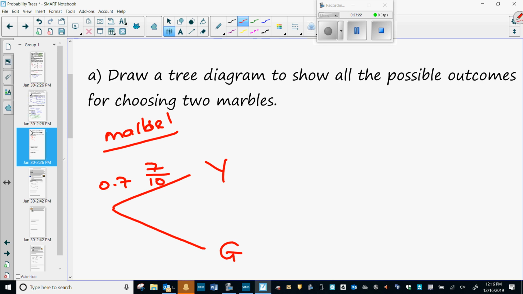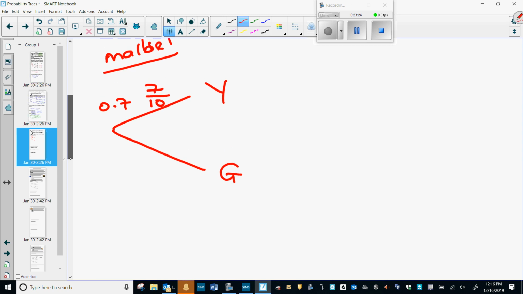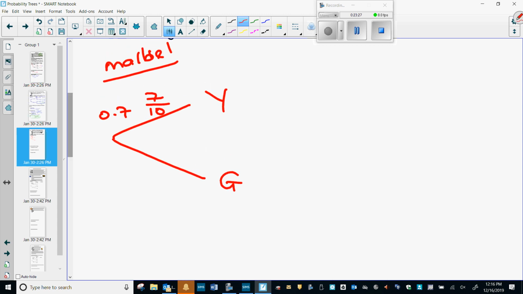In fact, I'm going to stay with fractions for this whole one, just because we haven't done one yet. So what would my green one be? 3 over 10. Here's the answer.